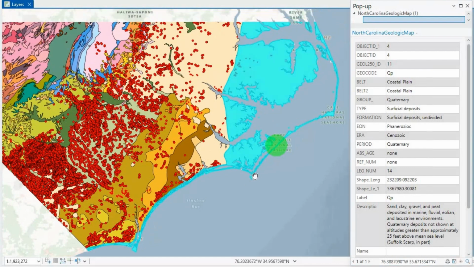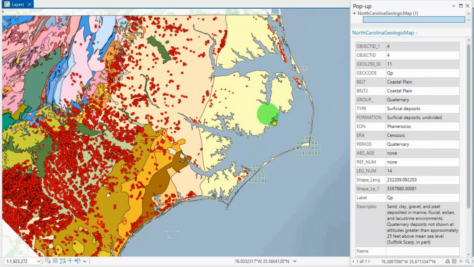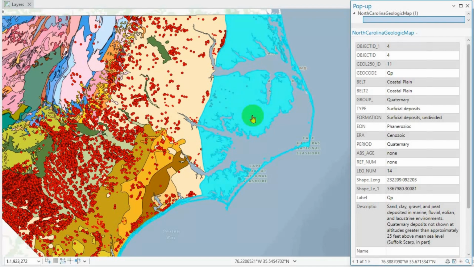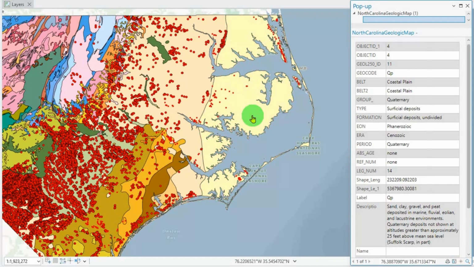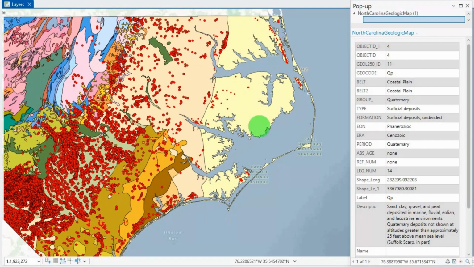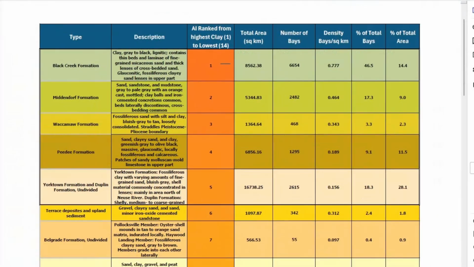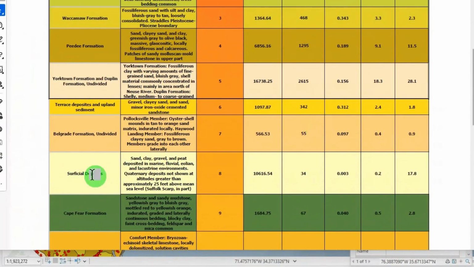Now, this is an interesting one. They call it superficial deposits, undivided. And the numbers on that one are pretty interesting. They call that sand, clay, gravel, peat, deposited in marine, fluvial, aeolian, and lacustrine environments. Quaternary deposits not shown at altitudes greater than approximately 25 feet above sea level.